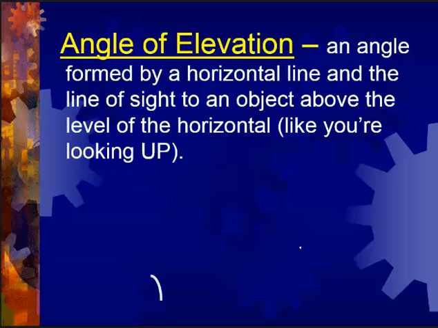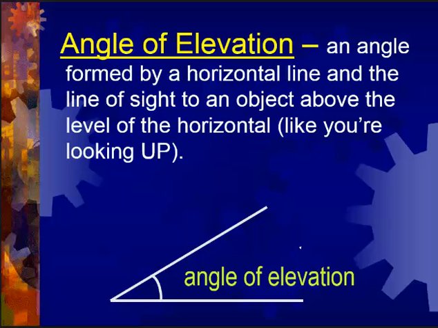If you elevate something, what does that mean? Usually means you make it go up. So an angle of elevation is pretty much a situation where you are looking up. An angle of elevation is an angle formed by a horizontal line. Horizontal, what does that mean? Going across like this yellow line here, that's horizontal. And the line of sight, so you're looking to an object above the line that is horizontal. So it would look something like this. There's your horizontal. You're looking up. The angle that is created here is your angle of elevation.